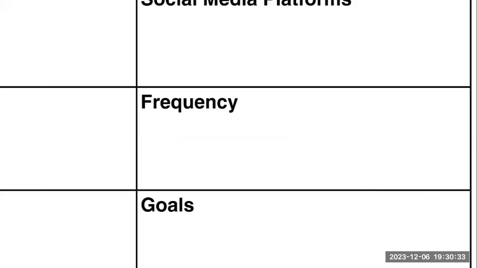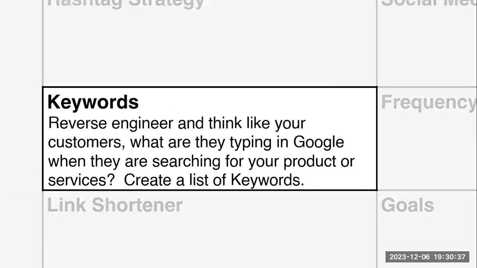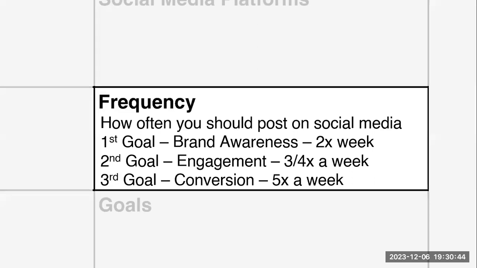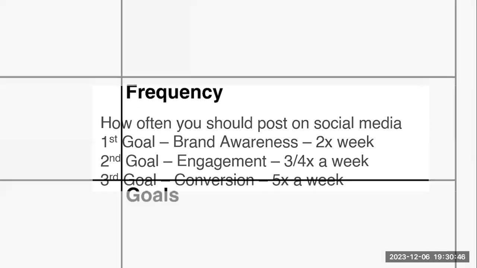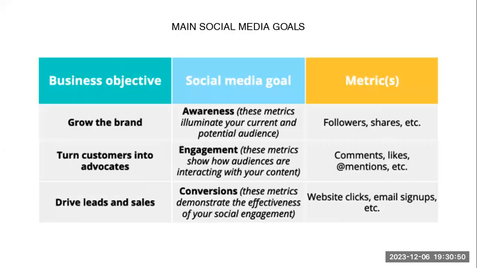So the next bar is keywords. Keywords: basically a hashtag is a keyword with a hash in front of it. Frequency is how often you should be posting on social media. I'm going to discuss that with you just now. Skip that. Your goals. There are three main goals when it comes to social media.